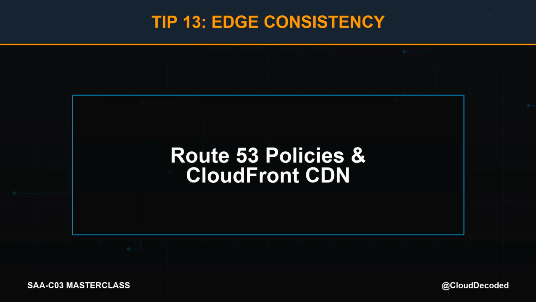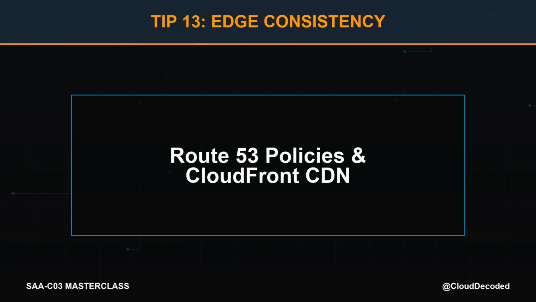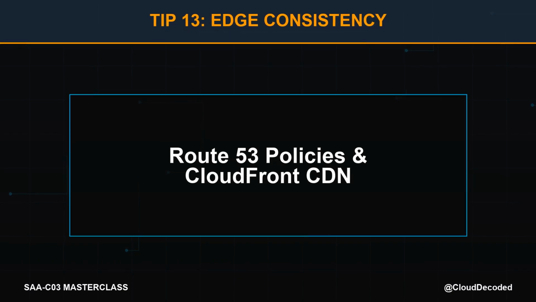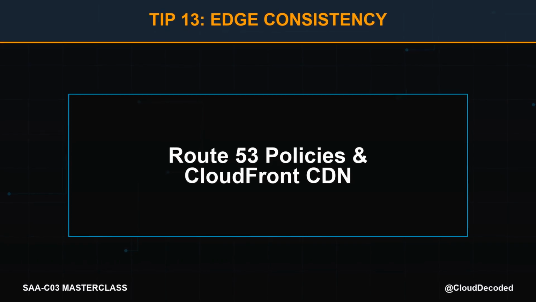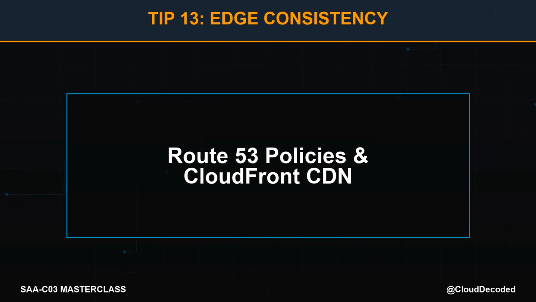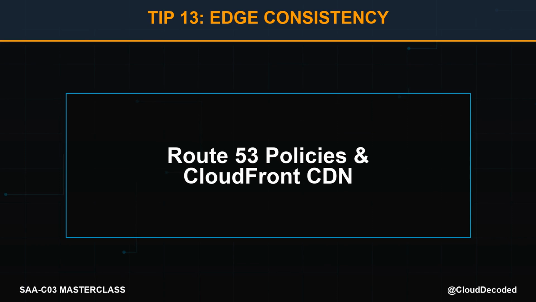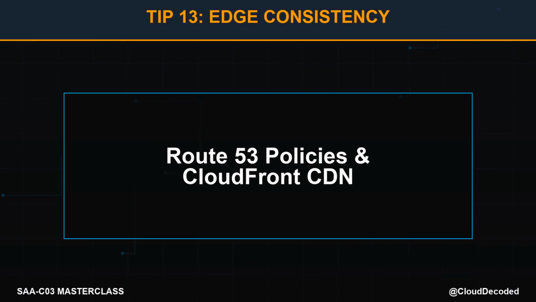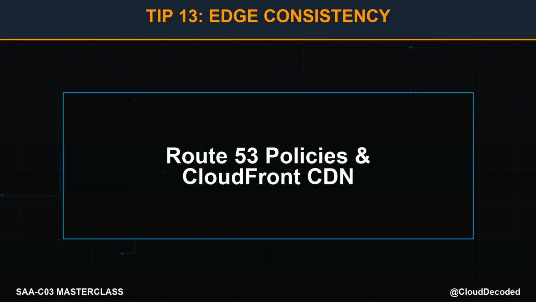Tip 12. Edge networking. Route 53 is not just DNS. Understand its routing policies: weighted for A/B testing, latency-based for best performance, and failover for disaster recovery. Combine this with CloudFront, AWS's content delivery network.